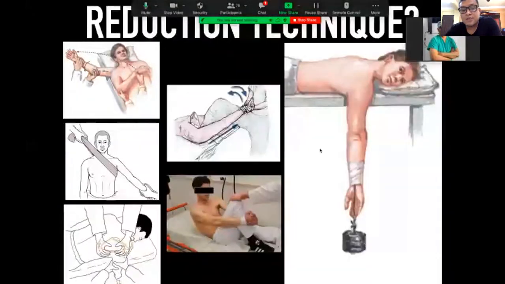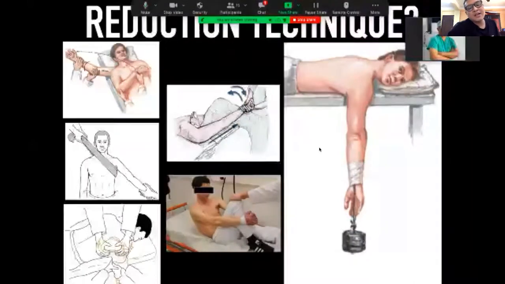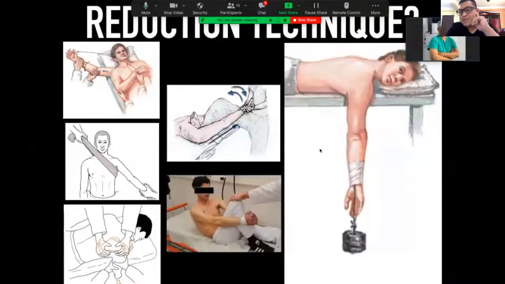So let us proceed. Regarding reduction techniques, there are multiple, right from the Hippocratic, a very inhumane maneuver, to Stimson's and scapular manipulation techniques. Sudeep sir, what is your preferred technique?